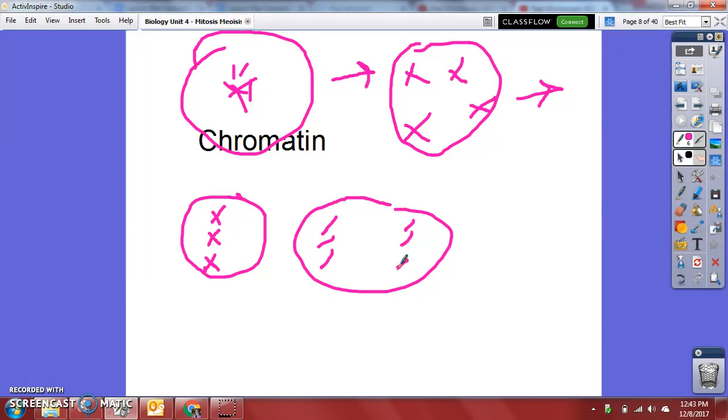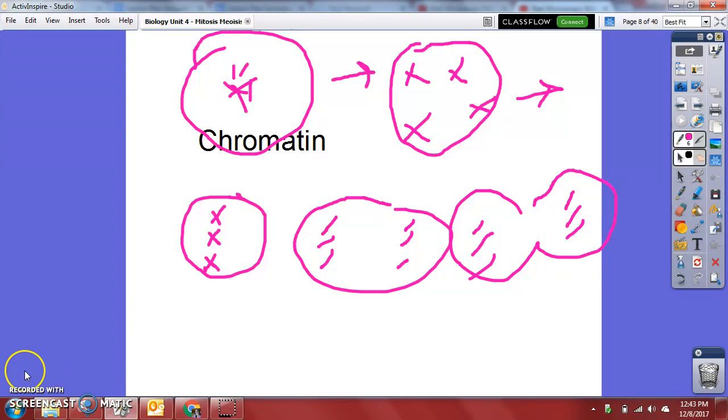All right, once you have them split apart, like the picture, then you can pinch it in, right? Pinch the cell in so it forms two cells, right? So that's how we get two cells. We'll talk about that.